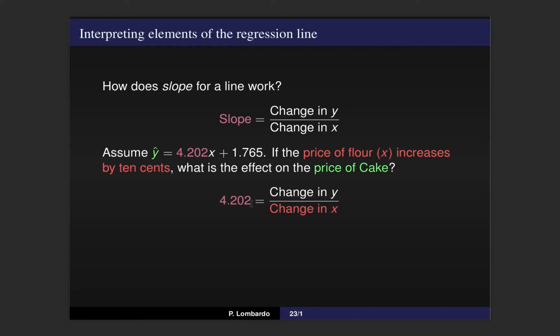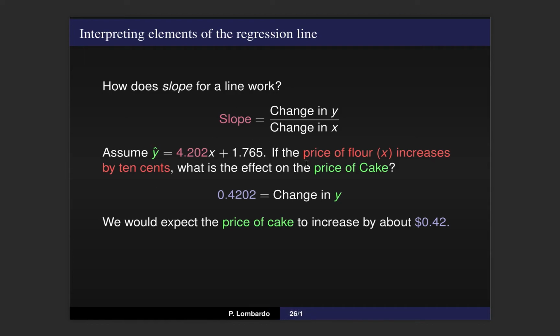Now, the price of flour and how it increases, right? This 10 cents, this positive 10 cents, is really the change in x in that formula. So we get to make that replacement. Now, what is the effect on the price of cake? Well, we can describe the effect in terms of this change in y. Keep in mind, if we solve, multiply both sides by 0.10, change in y is really telling you what's the change that we would predict in the price of cake. And so taking 0.10 times 4.202, we get a change in y of about 42 cents.